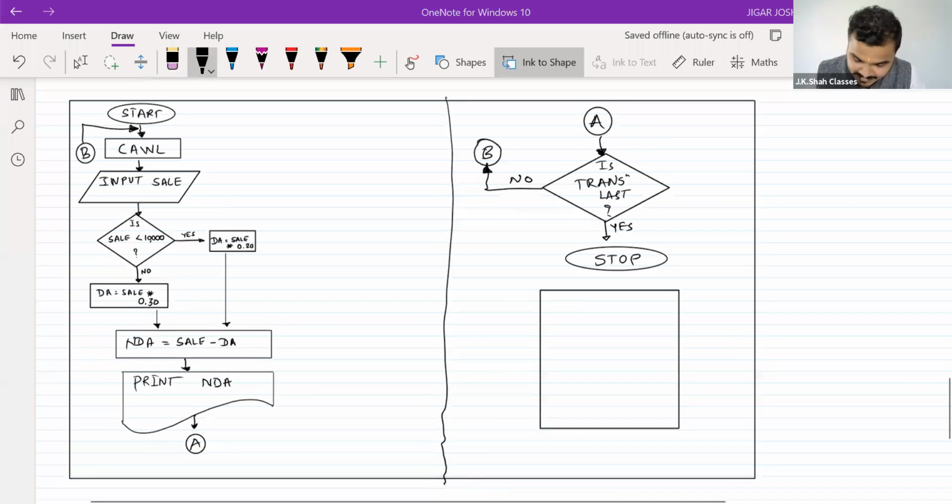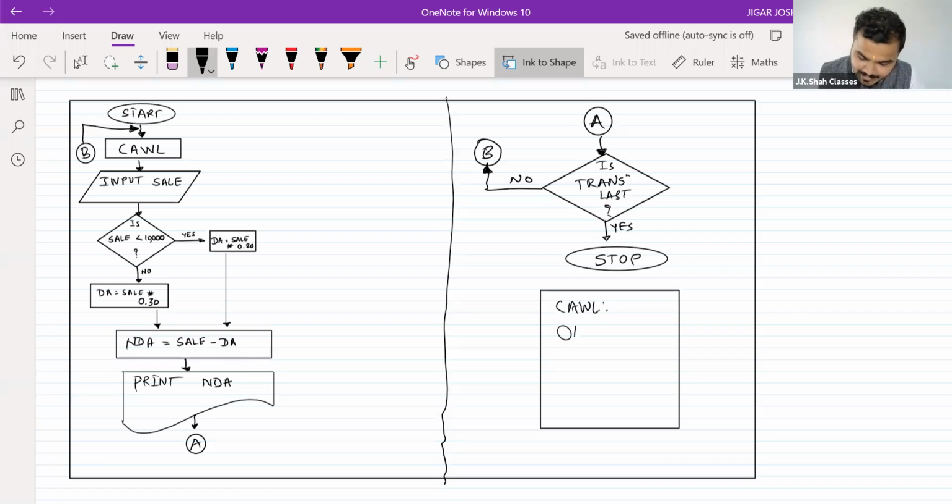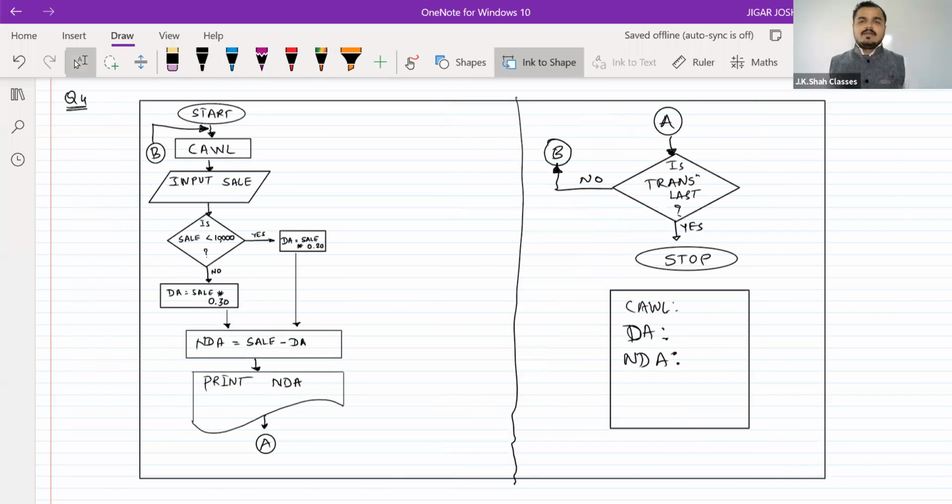Can I expect, people, what CAWL means? Sir, clear or working location? DA, sir, discount amount. NDA, net discounted amount. Yes or no? Yes, sir. Start drawing very fast, very quick, please, all my dear charters.